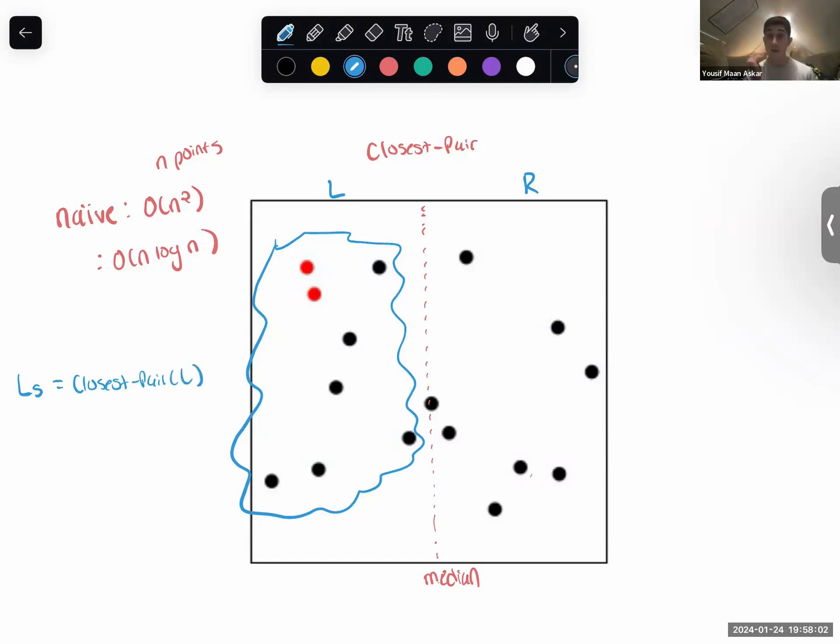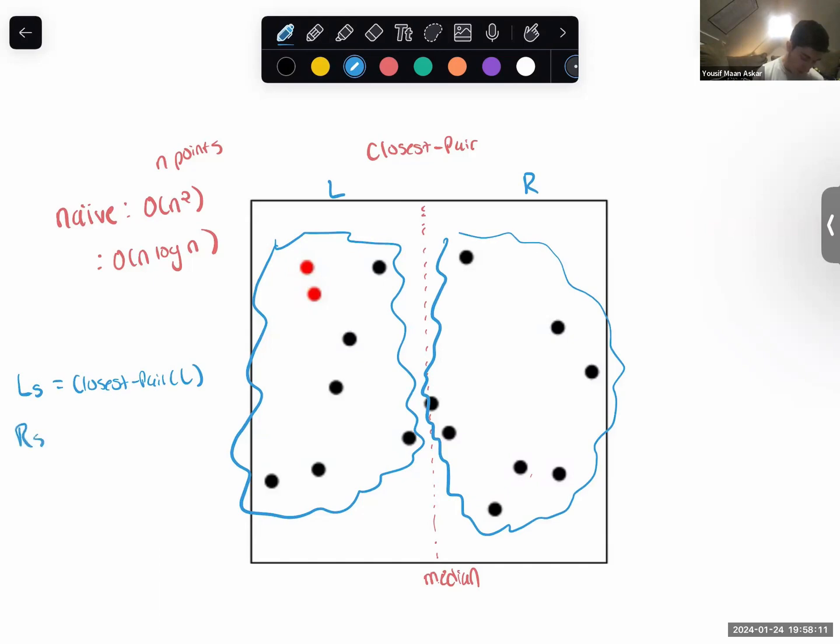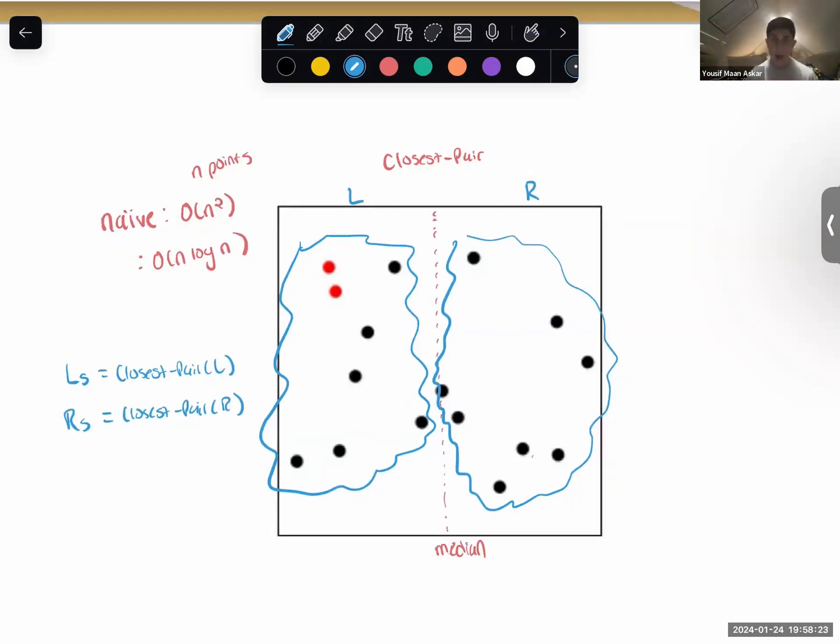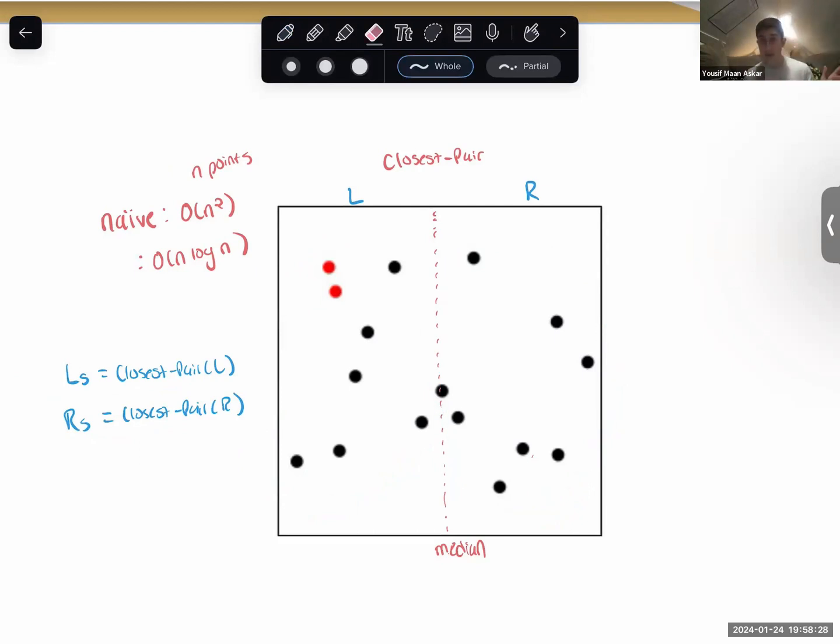And I want you to find, likewise, the smallest distance from all the points on the right side. And again, that's going to be done recursively. So R of S, the shortest distance on the right, is our recursive call on the right side. Now, remember, this returns the smallest distance on either side, so the left or the right. What we care about, though, is the smallest distance between any of the points. So we have the ones from the left, ones from the right, and now we have to consider the middle.